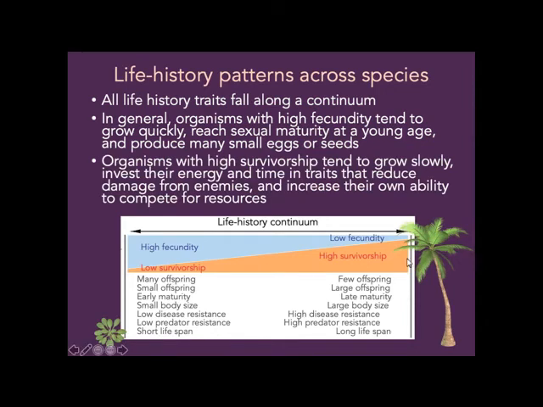Alternatively, on the other end of the continuum, you have organisms with very high survivorship but low fecundity, so they put all of their resources into growing big and staying alive. They have relatively few offspring, but the offspring they have are invested in heavily, so they're very large. They tend to mature late, since you can have bigger offspring if you yourself are bigger. And they have adaptations to allow them to live for a long time, like disease resistance and predator resistance.